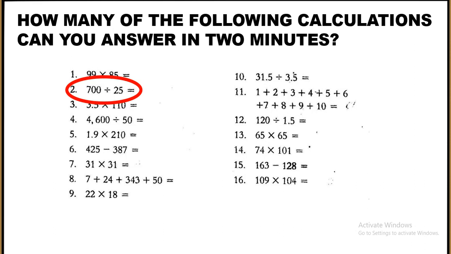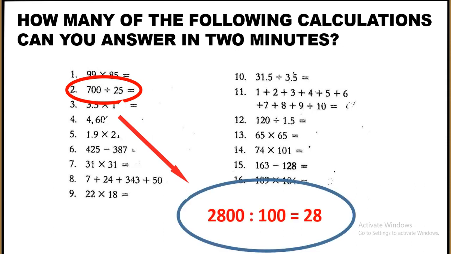700 divided by 25. We will learn how to translate this expression into a simple expression so we can get the answer quickly. We will learn how to translate or transfer from one expression to another, but the result is the same.